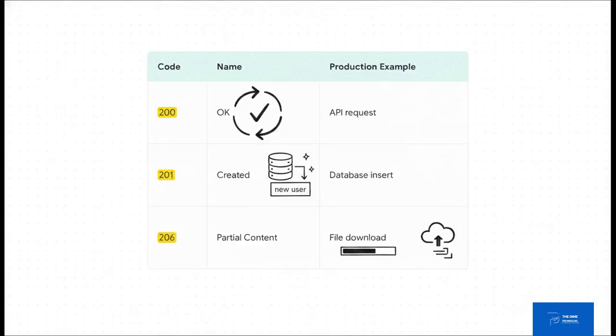Let's look at how a few of these actually map out to backend events in production. A standard 200 OK, right? That's what you want for a routine API request. But notice the nuance here. A 201 Created is highly specific. It tells you a resource, like a brand new user via a database insert, was actually successfully generated. And then there's the 206 Partial Content. That's the unsung hero that makes resuming large file downloads possible. So it's not just a generic success, it tells you exactly how it succeeded.